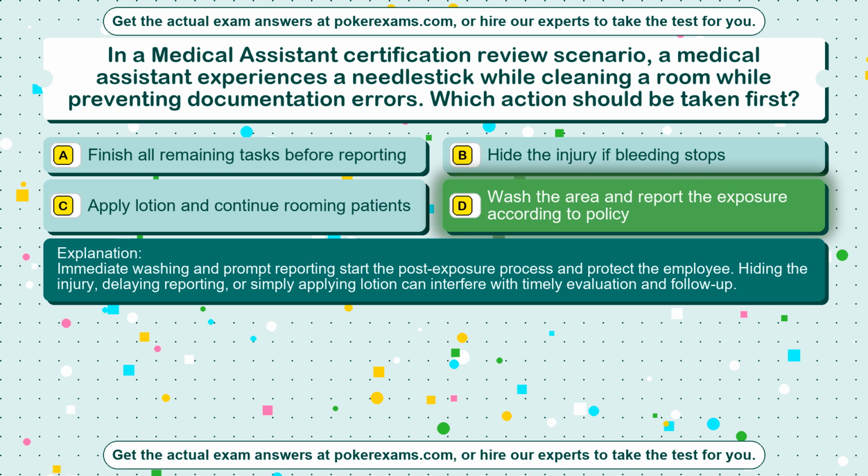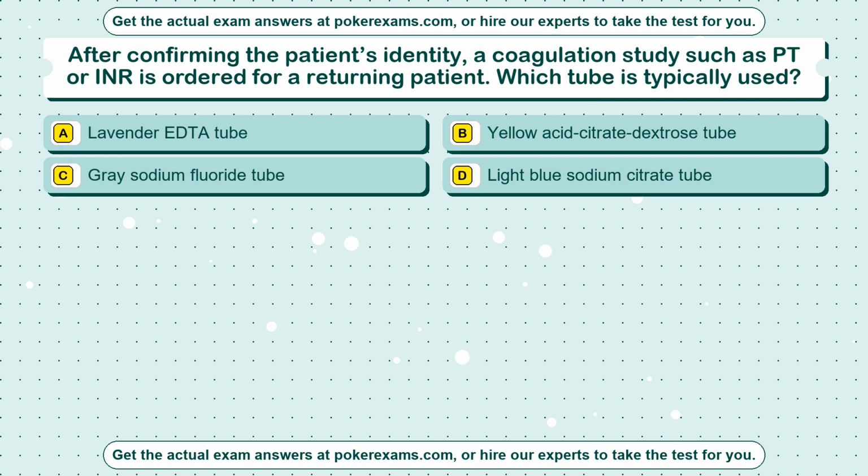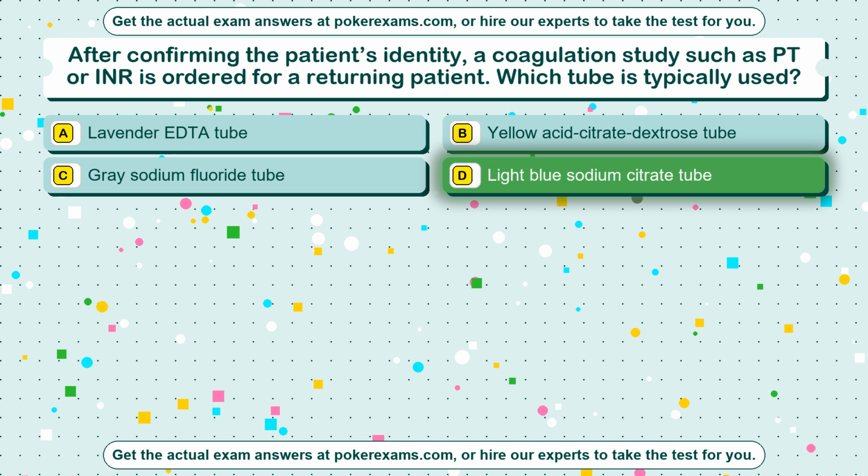Question 21. After confirming the patient's identity, a coagulation study such as PT or INR is ordered for a returning patient. Which tube is typically used? Option A, lavender EDTA tube. Option B, yellow acid citrate dextrose tube. Option C, gray sodium fluoride tube. Option D, light blue sodium citrate tube. The correct answer is option D, light blue sodium citrate tube.